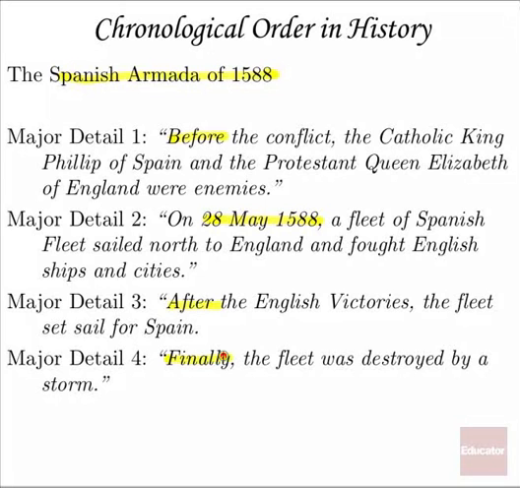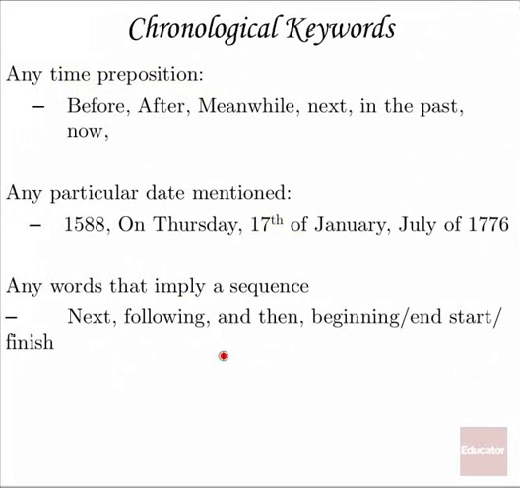Okay, what do you notice about these words that I'm highlighting? What do they all have in common? Are you noticing any patterns yet? Chronological keywords are always kind of these things. First, any time preposition. What do I mean by time preposition? I just mean anytime I say something that references time. So before this, after that, meanwhile, next, in the past, now, in the future, before. These are all kind of just time prepositions.